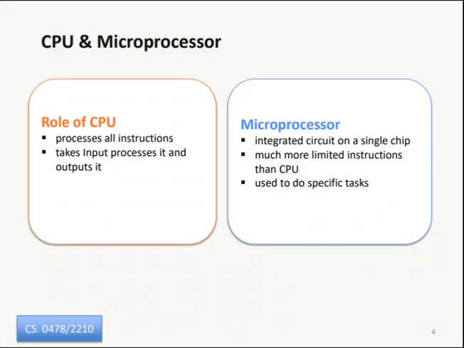The role of the CPU is to process all instructions: it takes input, processes and outputs. If you have actually learned these things in your previous grades, then you are able to know it. Microprocessor: an integrated circuit on a chip, with much more limited instructions than a CPU, used for specific tasks. These are the basic things you learn from those grades, with no harder words, I guess.